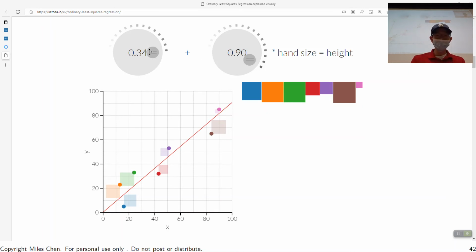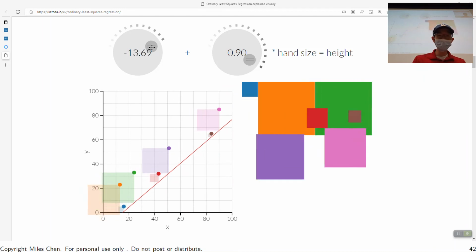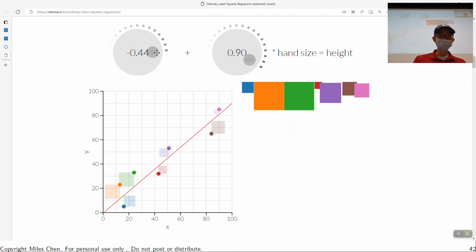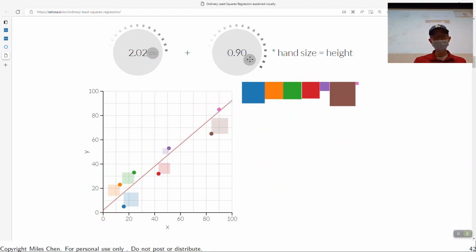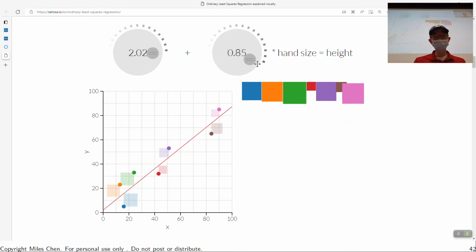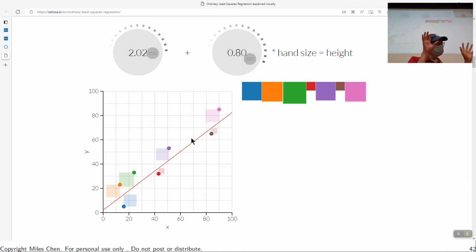I can adjust where the line intercepts by increasing or decreasing my intercept. I can adjust how steep my line is. Those are the two knobs that I have, and the goal is to find the line that minimizes the squares of the residuals. The residual is, again, the difference between the actual value, these dots here, the pink and the brown and all of these dots, and where the line is.